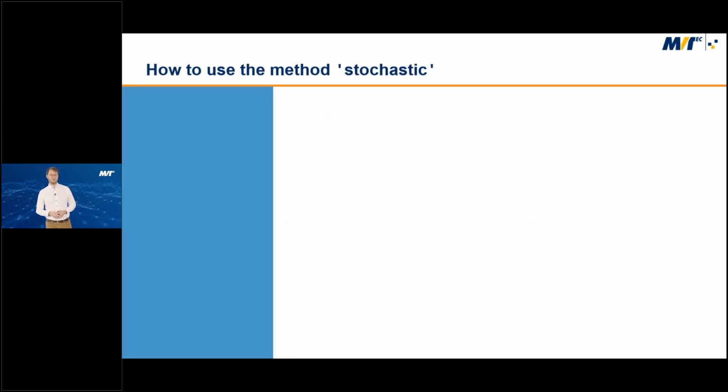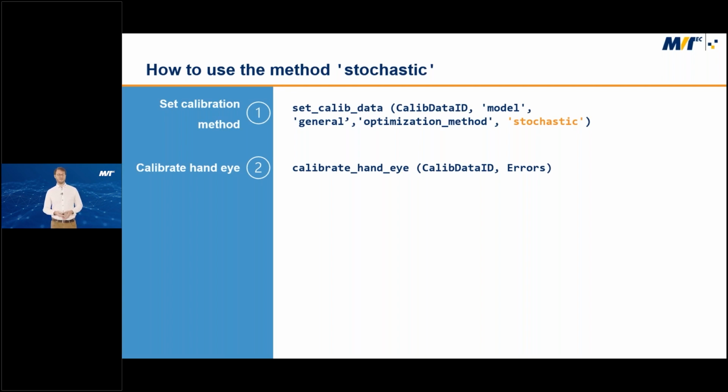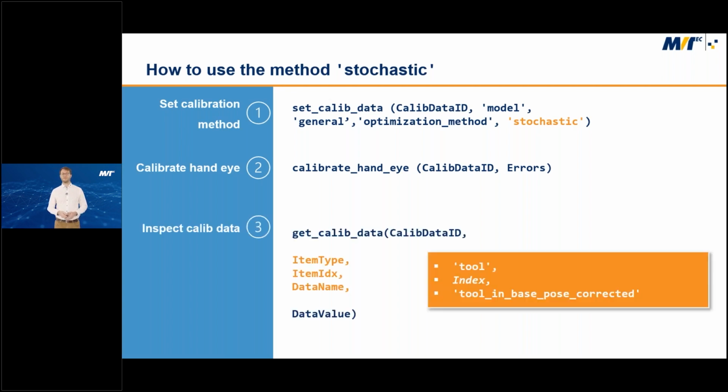How does the method then work? What do I need to set? You just need to set the calibration method within set calib data. So the optimization method here is set to stochastic. And then you just use calibrate hand-eye, and the stochastic method is used to calibrate your hand-eye setup. And now if you want to inspect your results, you use get calib data, of course.